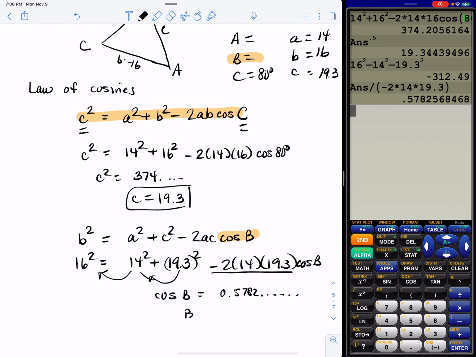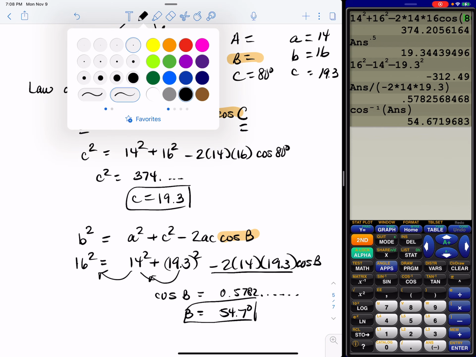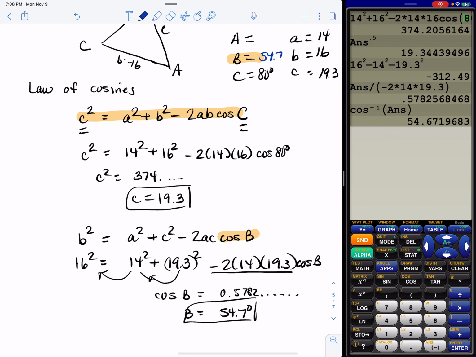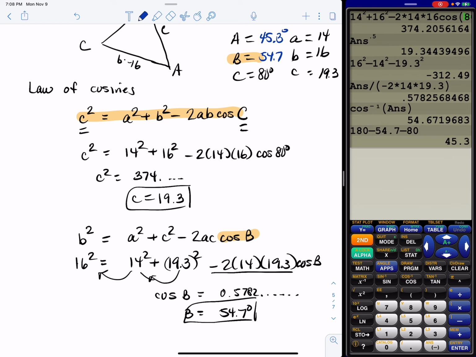And I know that B is the inverse cosine of that, so I'm going to do inverse cosine of the answer. And that gives me 54.7 degrees. So great. We have another angle, which means we can then find angle A, because we know that three angles have to sum to 180 degrees. So 80 plus 54.7 is 134.7. So that leaves us with 45.3 degrees. I'll just verify that over here. 180 minus 54.7 minus 80. And there it is, 45.3.